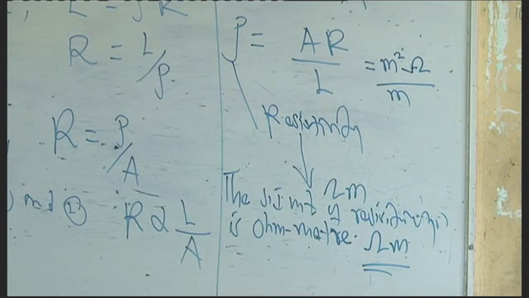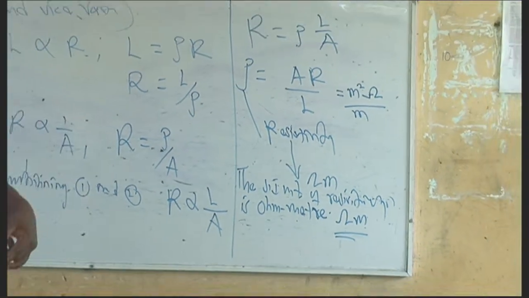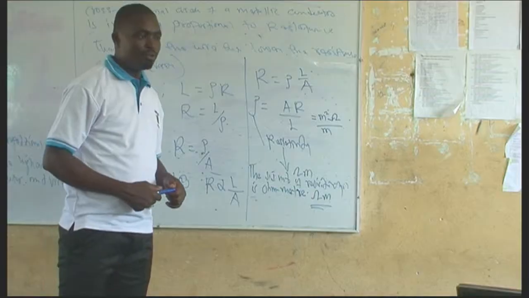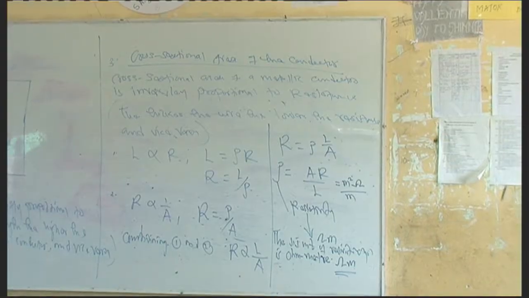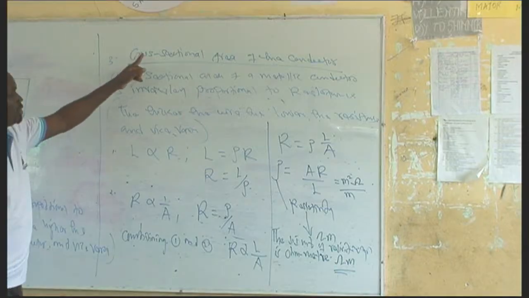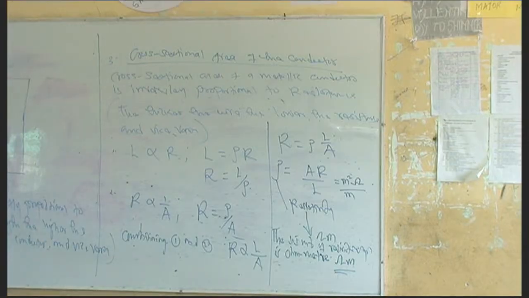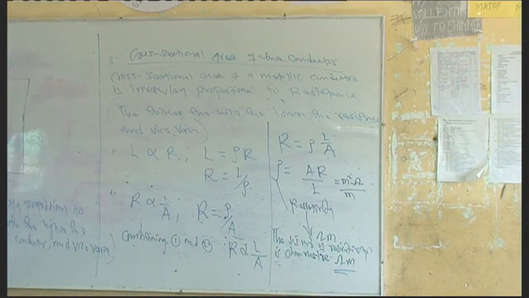Now, in summary, as we conclude, we have looked at Ohm's law, which we stated as: current flowing through a conductor is directly proportional to the potential difference across its terminals, provided that the temperature and other physical factors are kept constant. Those physical factors include the length of the conductor and the cross-sectional area of that conductor. So those factors must be kept constant.